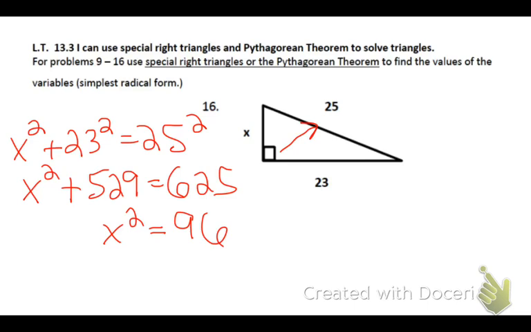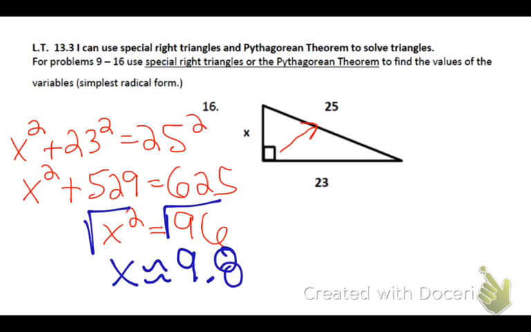All right, so I'm going to take the square root. So x is about the square root of 96, which is 9.8. So 9.8.